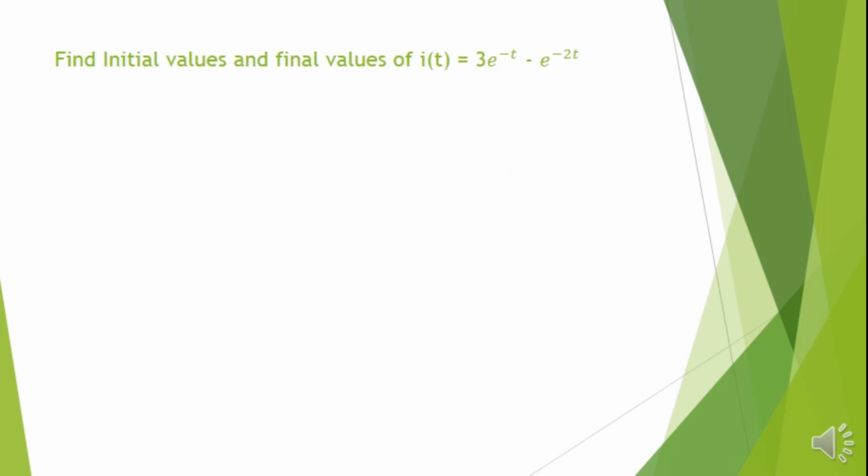Next, find the initial value and final value of i of t equal to 3 e to the power minus t minus e to the power minus 2t. Now, using the Laplace transform to find the initial value and final value, we need to find the Laplace transform of i of t, that is i of s. So i of s is equal to 3 into 1 by s plus 1 minus 1 by s plus 2. So this is the Laplace transform, i of s.